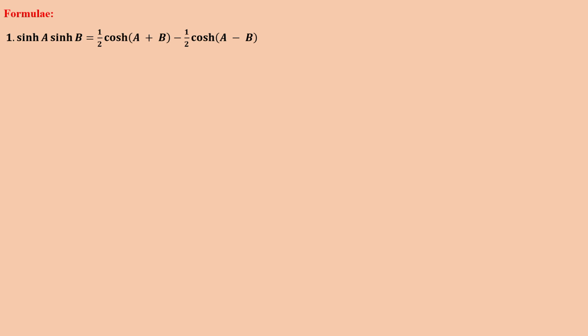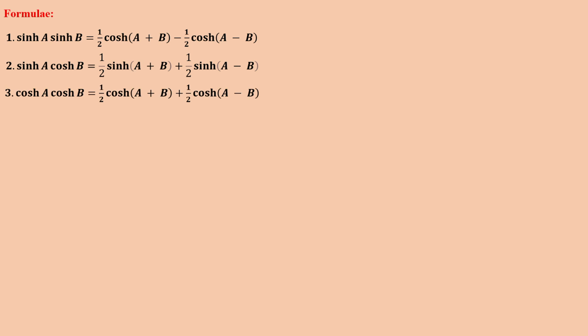Some formulae: sinh A sinh B is equal to half cosh(A+B) minus cosh(A−B). Sinh A cosh B is equal to half sinh(A+B) plus half sinh(A−B). Third one, cosh A cosh B is equal to half cosh(A+B) plus half cosh(A−B).